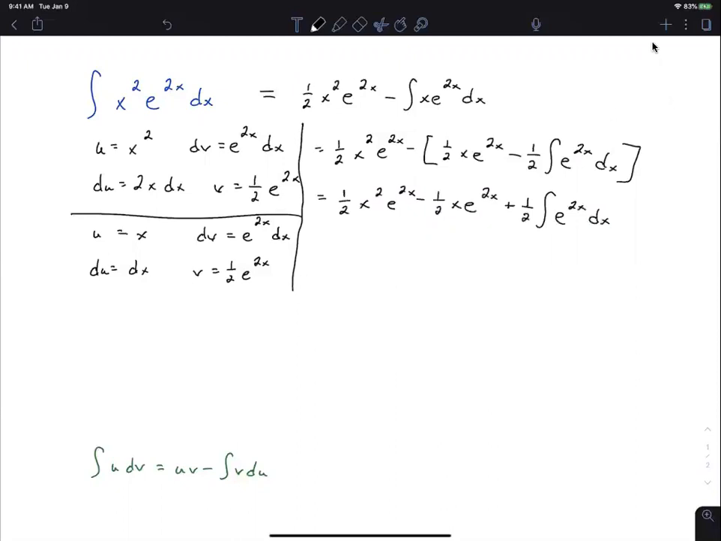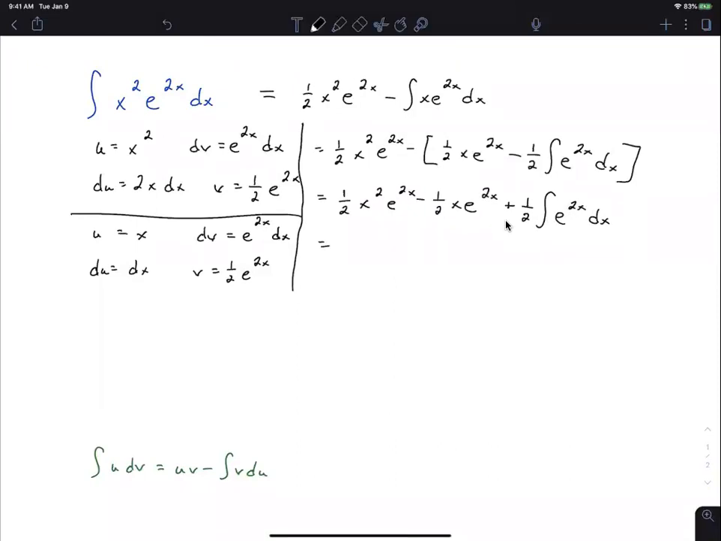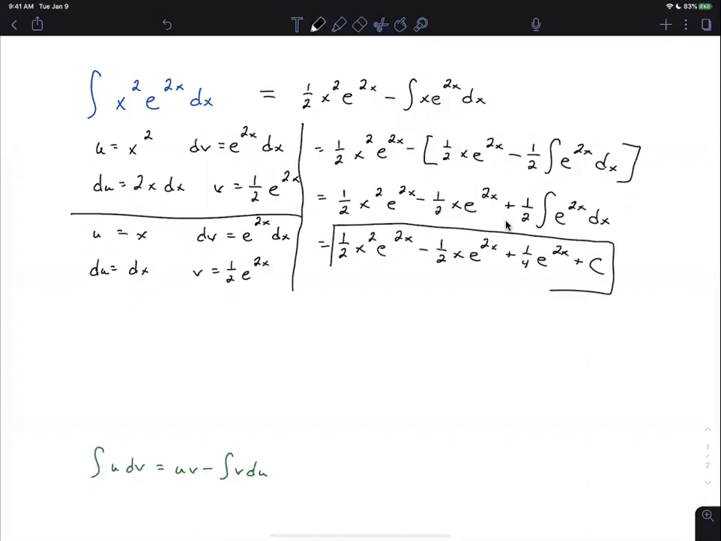Now, that last integral is a quick u substitution where u would be 2x. And so we're going to get an additional 1/2 outside. So we're going to get, whoops. Let me turn those off real fast. So, okay, so we're going to get 1/2 x squared e to the 2x minus 1/2 x e to the 2x plus 1/4 e to the 2x plus c. And that's the answer.